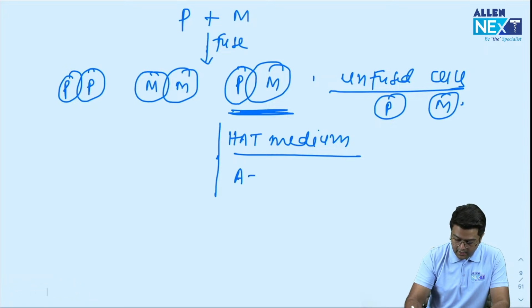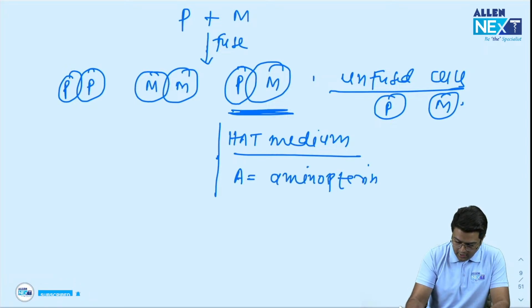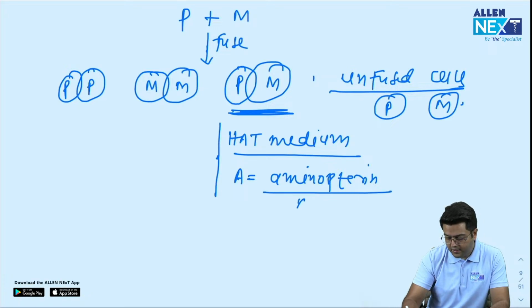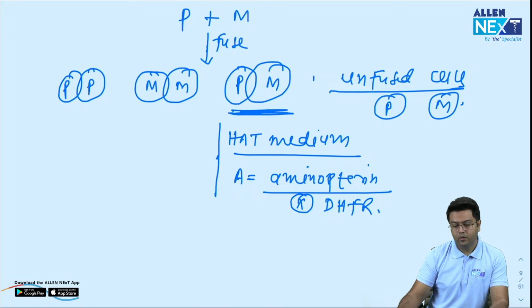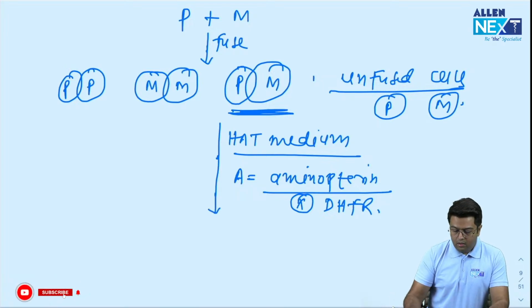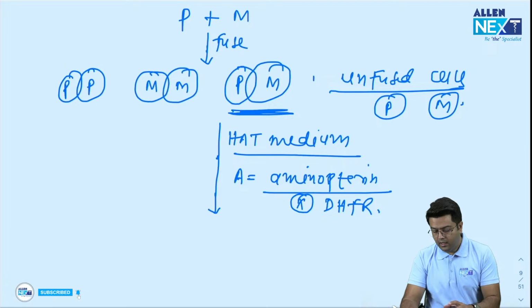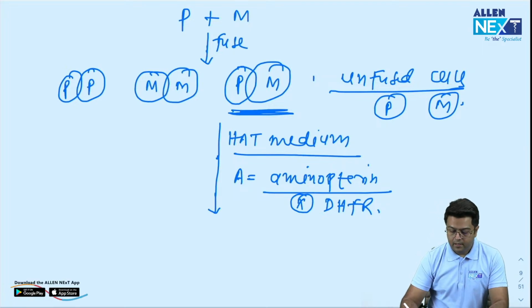So guys, the A is actually the aminopterin. Okay, and guys, this aminopterin is the inhibitor of dihydrofolate reductase. Now, what will be the outcome in the HAT medium?